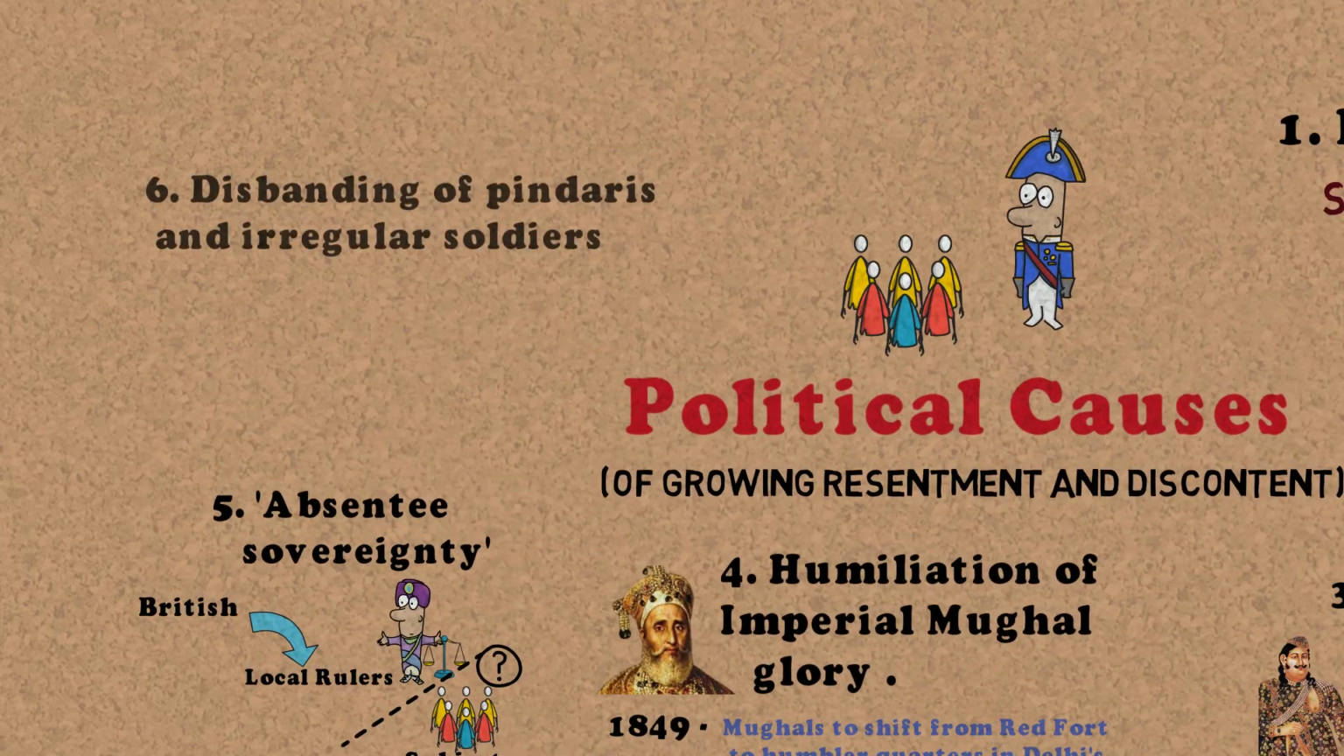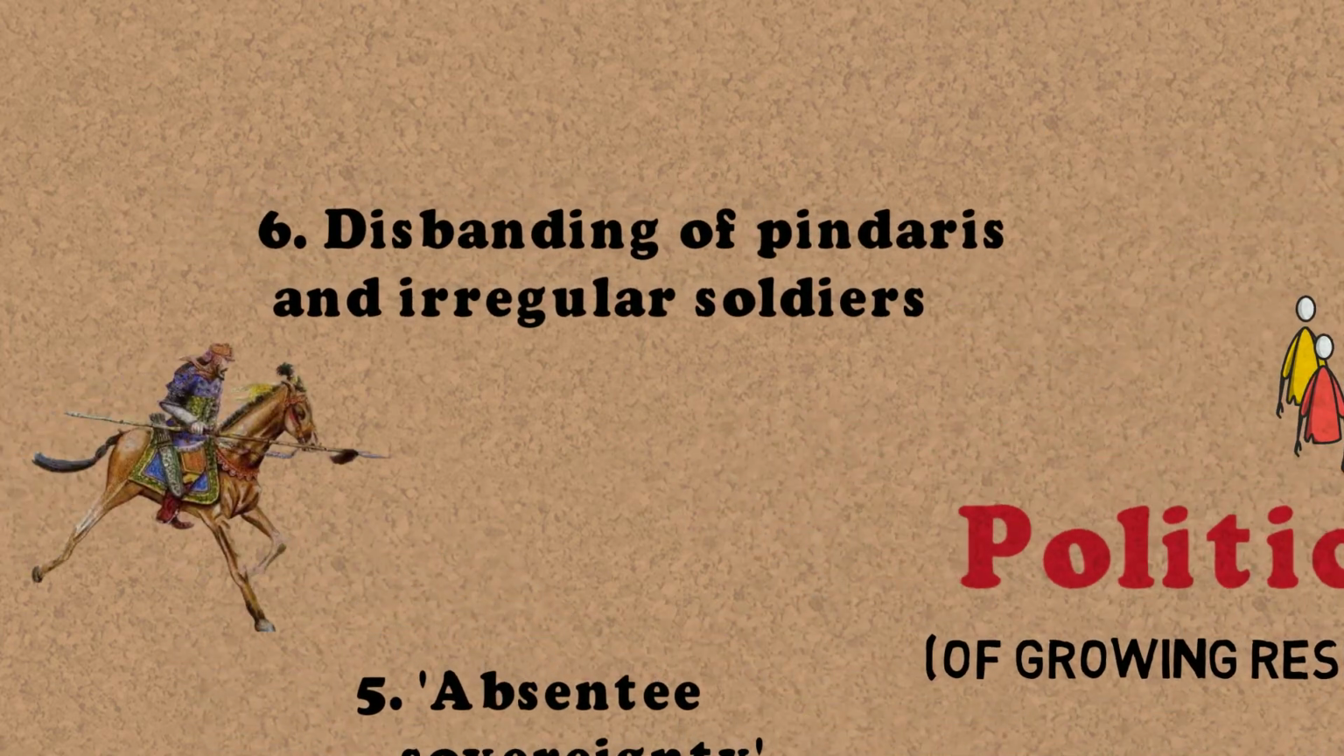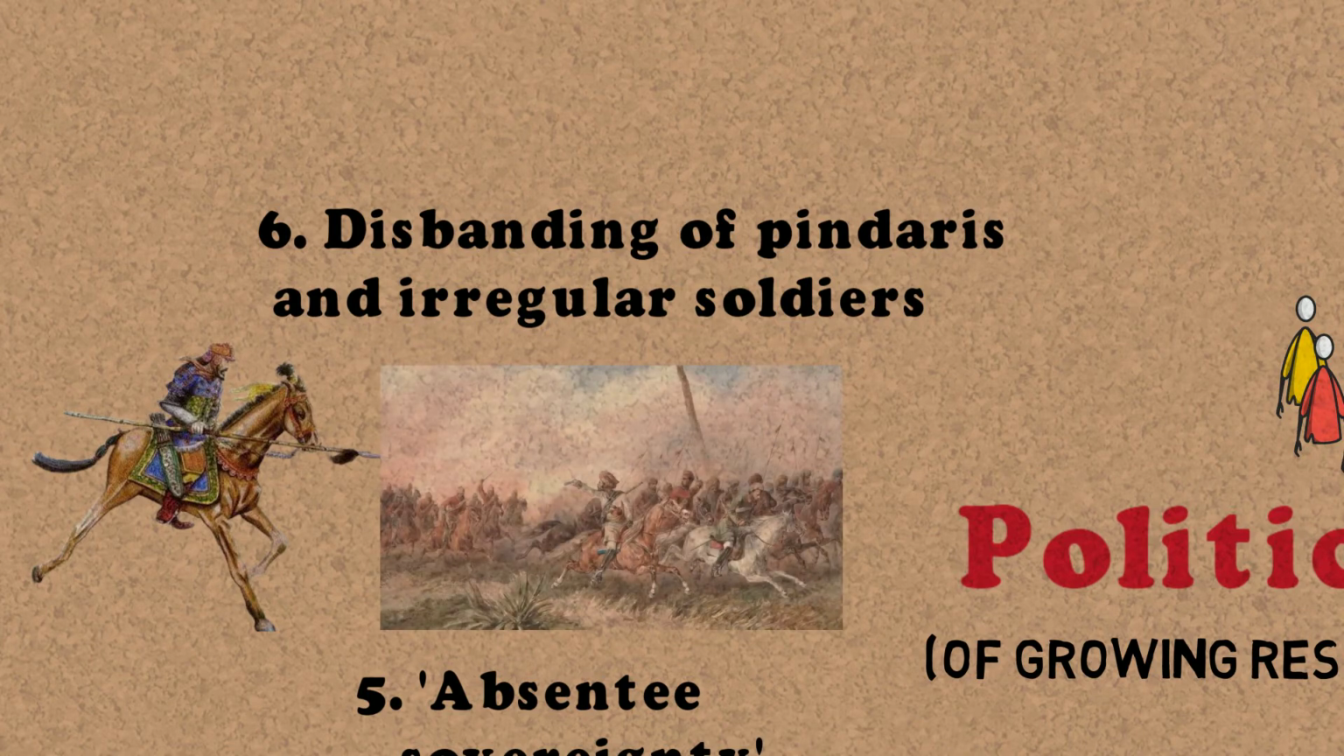The next cause was the disbanding of Pindaris and irregular soldiers. Pindaris formed a large section among the army ranks of the British forces. But once they were disbanded, they had no means of livelihood. So they went on a looting spree across India. And their hatred for Britishers also resulted in their participation in the revolt.